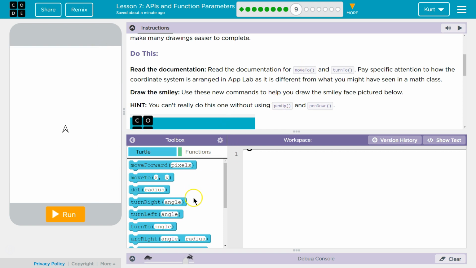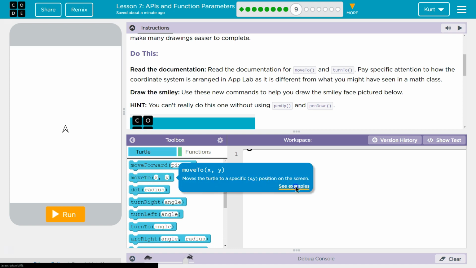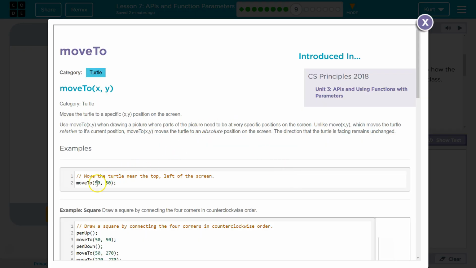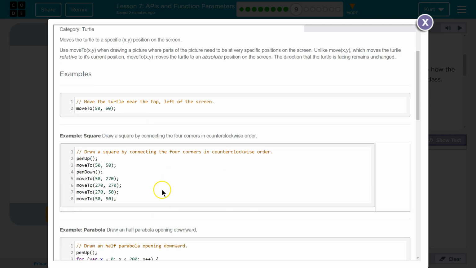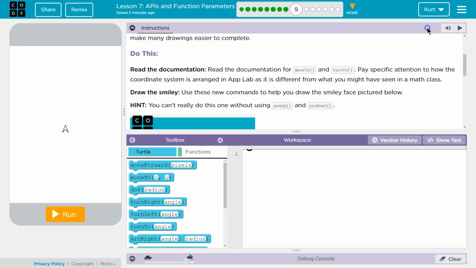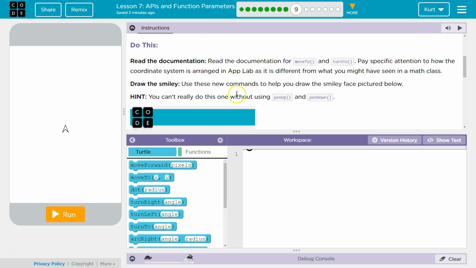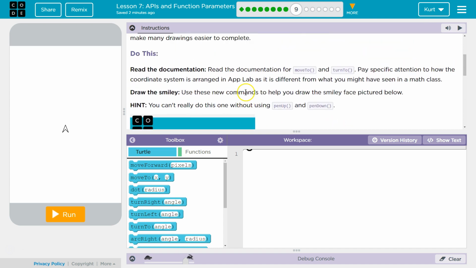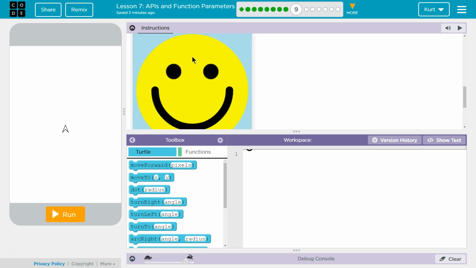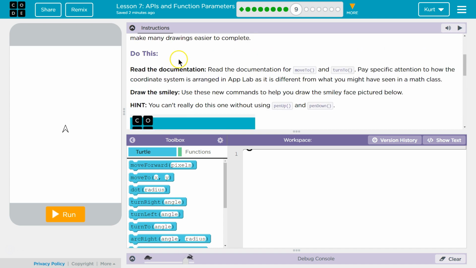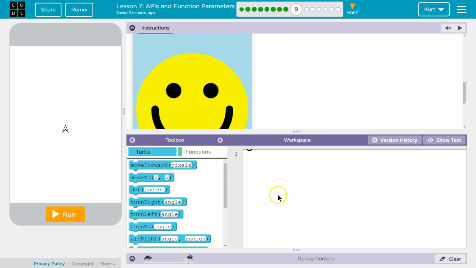Let me go look at move to and turn to. Click here, yep. What are its parameters? X and Y, got it. Interesting. All right, so draw a smiley. Oh, tricky. Use these new commands to help you draw the smiley face picture below. Hint, you really can't do this one without using pen up and pen down. Oh, that would make sense. I'm glad they said that. That would have driven me nuts. All right, so we need to draw that smiley.